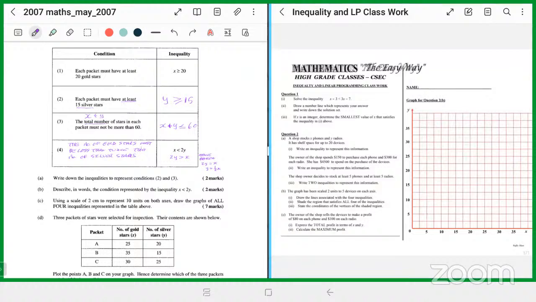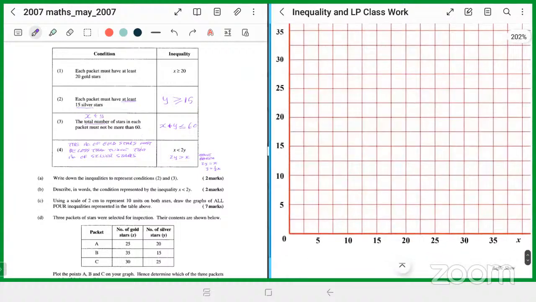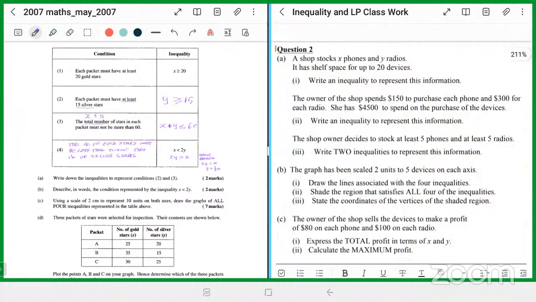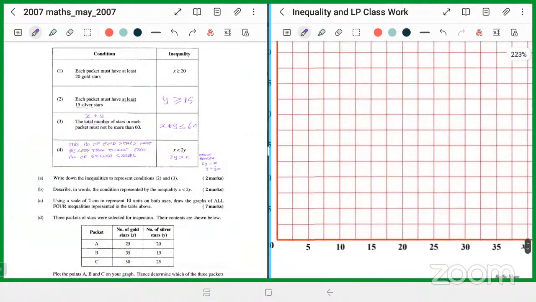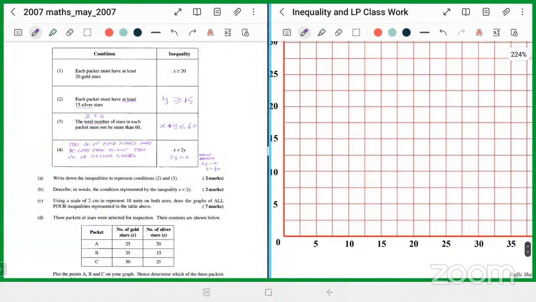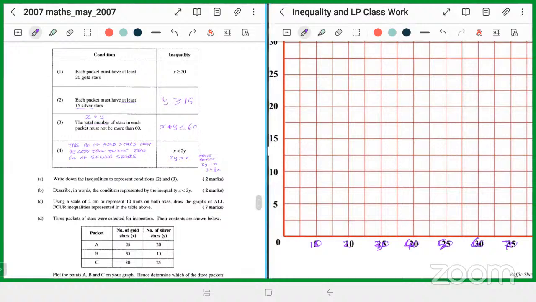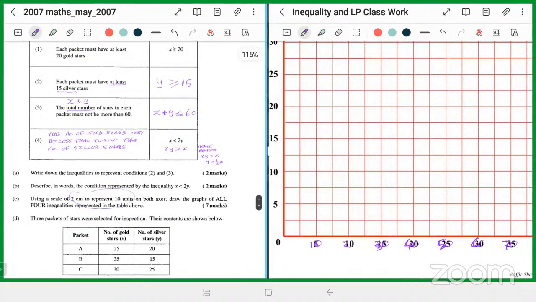It's 2 centimeters. I would have to double the scale if I'm going to use this paper. I'm going to do that quick. So I'll make this be 10, then this will be 20, then 30, then 40, 50, 60, and 70. This is what they say: 2 centimeters to 10 on each axis.